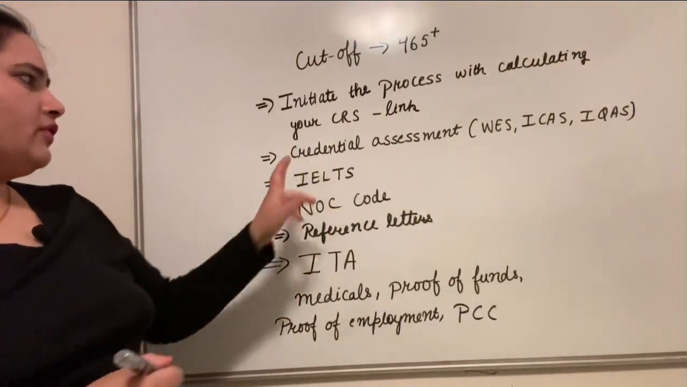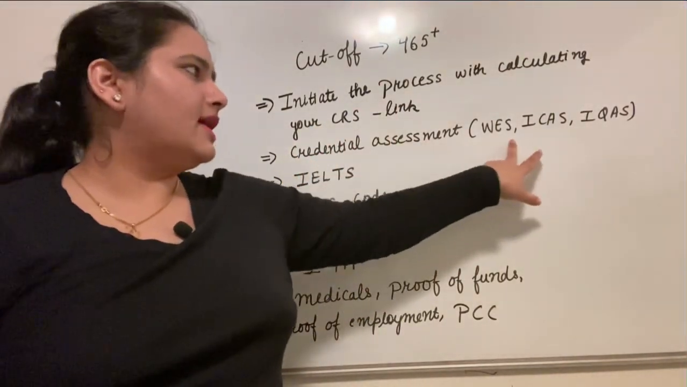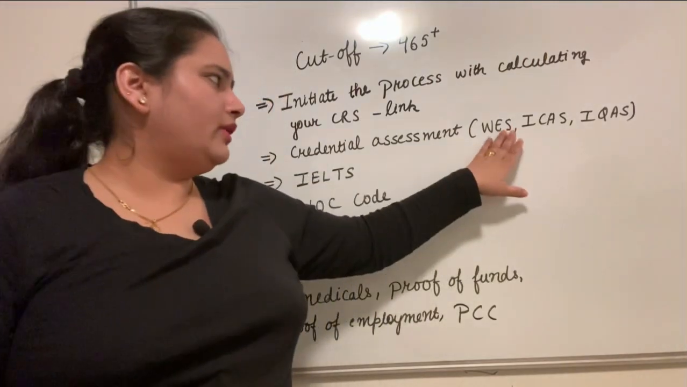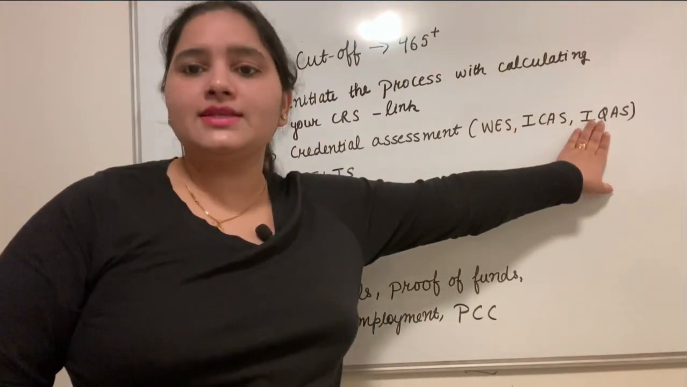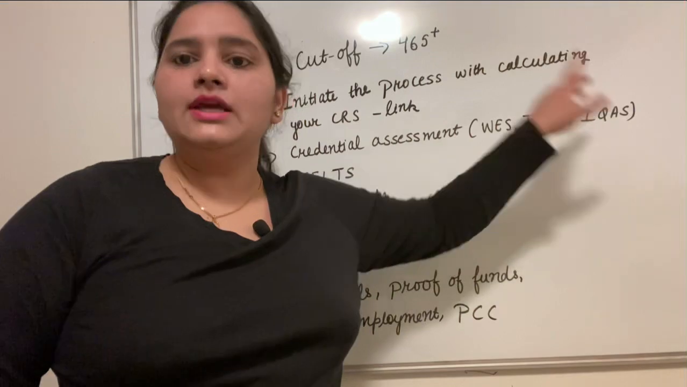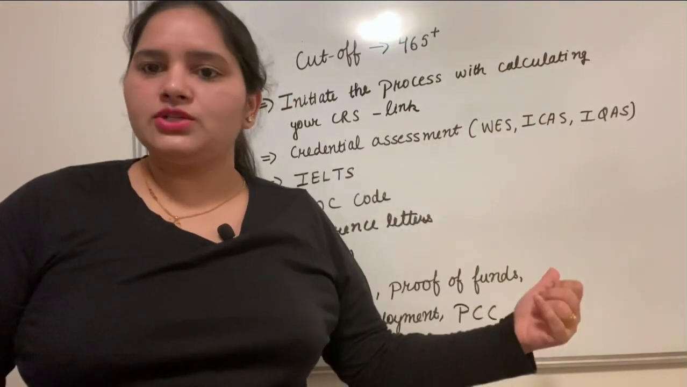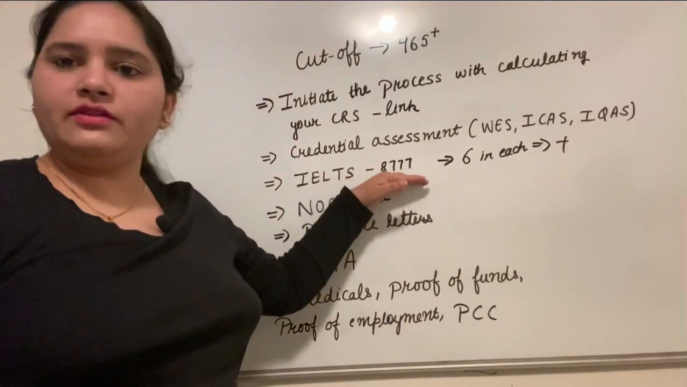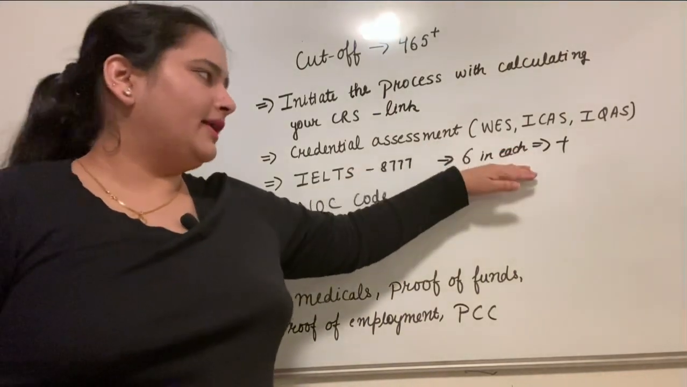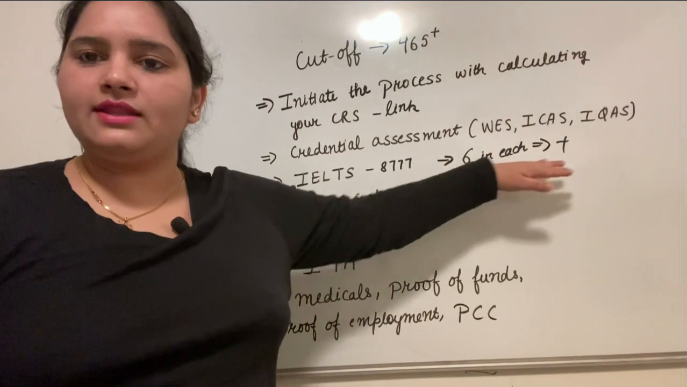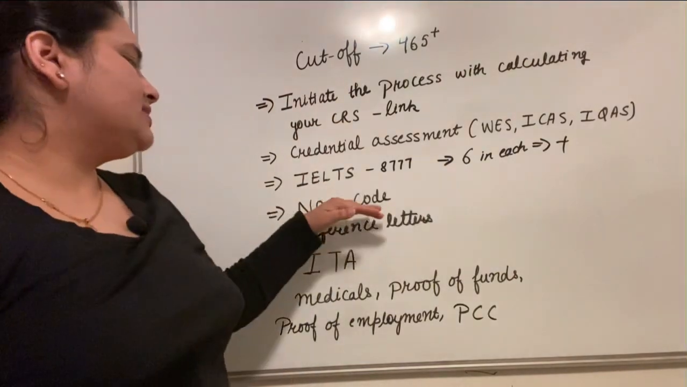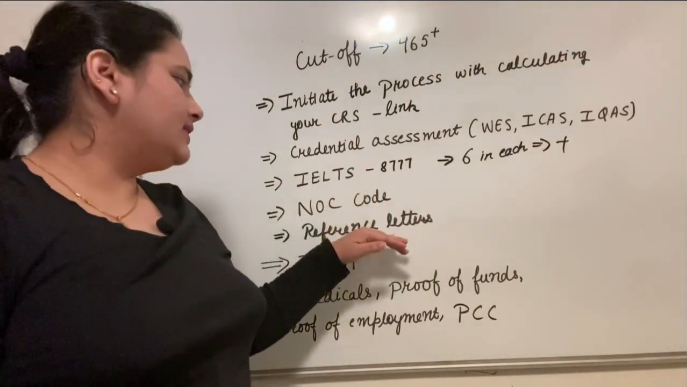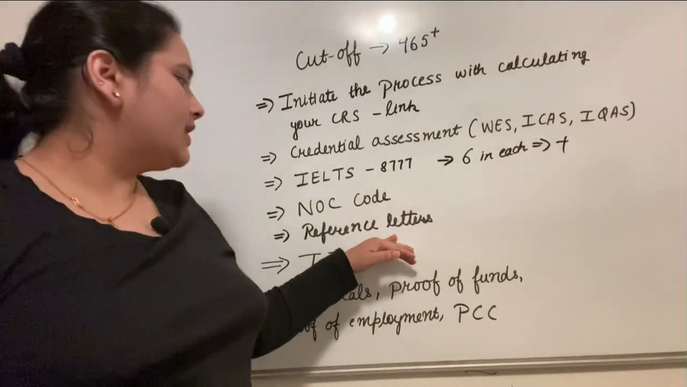Then you have to get your credential assessment. These are some of the agencies like WES, ICAS, IQAS. If you are from the medical field, then you will get some different agency. You need to check that. Then is your IELTS 8777 if you are single. If you are married, then your spouse must get 6 in each. Okay, then you must get your NOC code. Then is the reference letters from your employers.